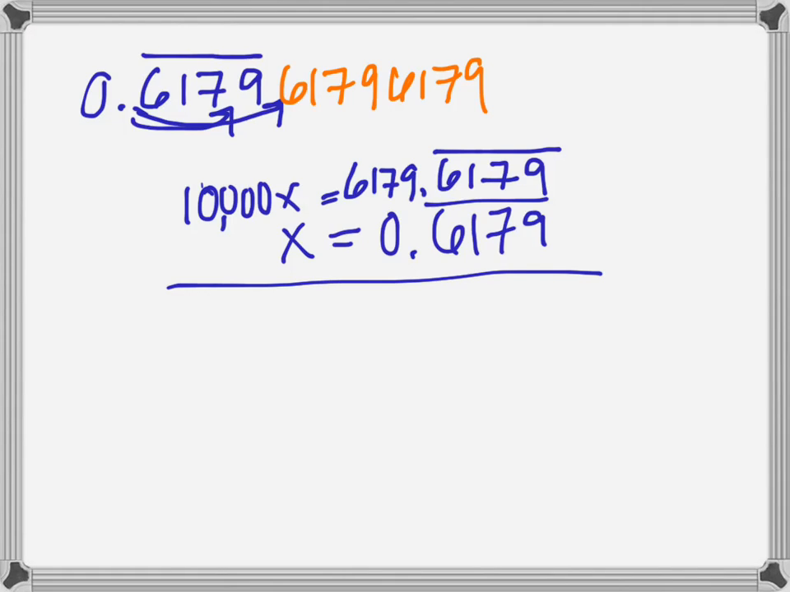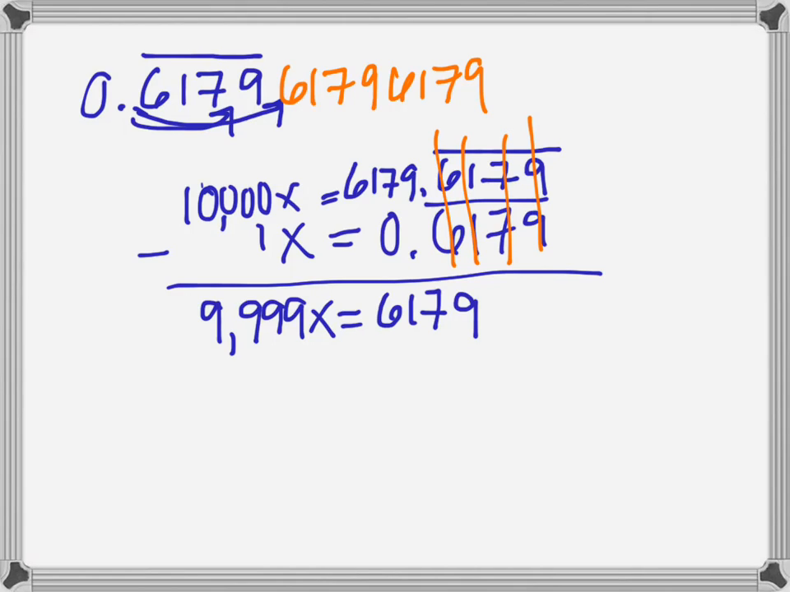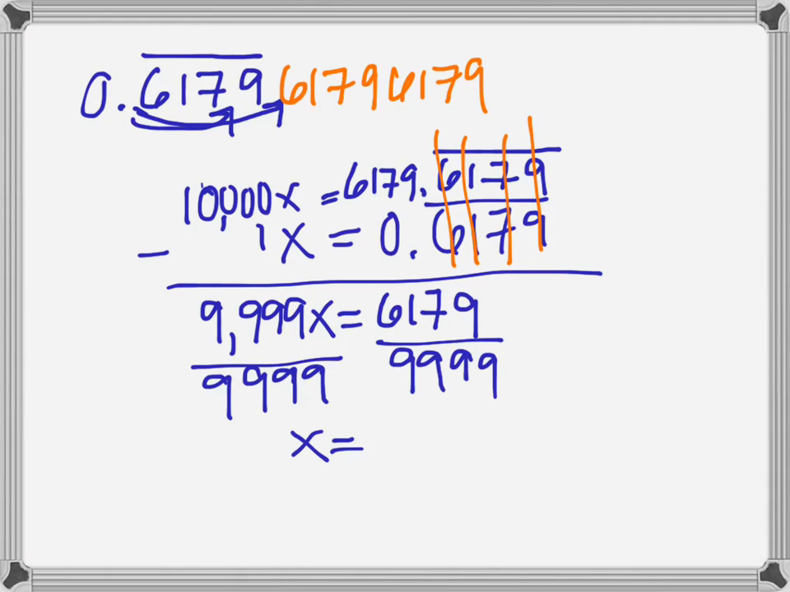All right, again, subtract. 10,000x minus 1x is 9,999x. And on the right I have 6179, and all of these repeating decimal values subtract to be 0. Okay, and then finally dividing both sides by 9999. Okay, and I get x equals 6179 divided by 9999.